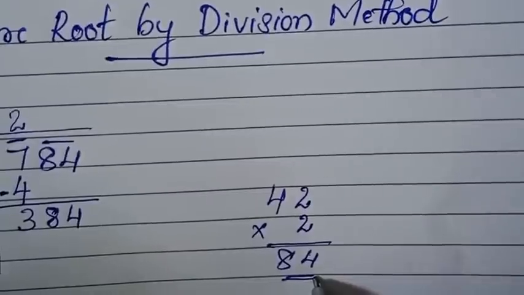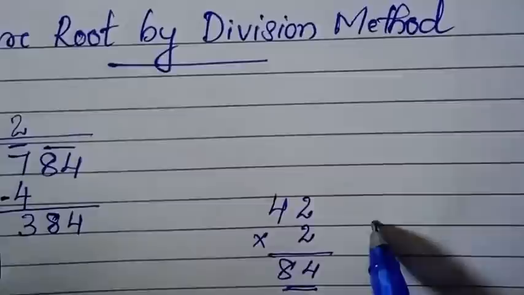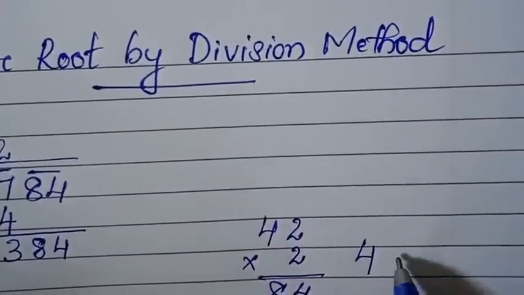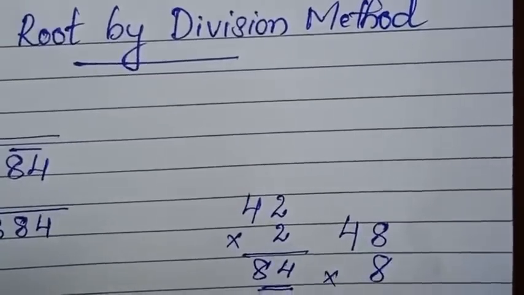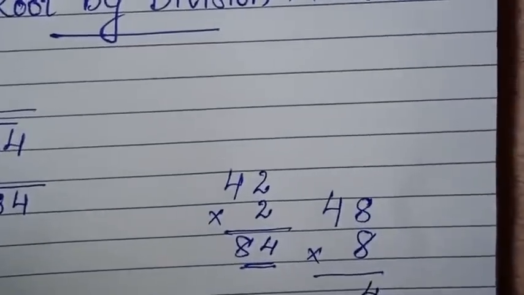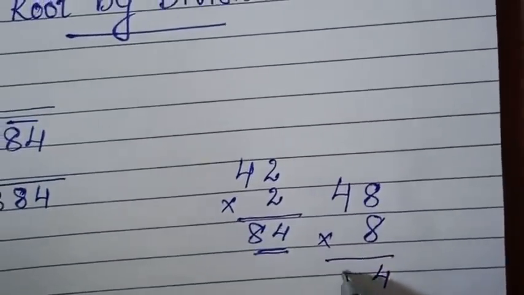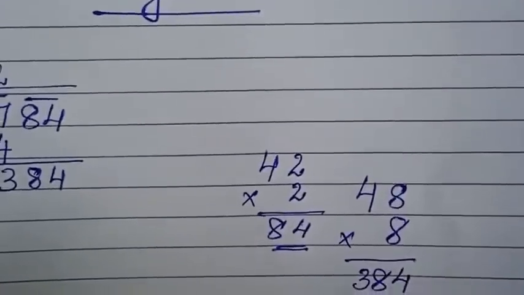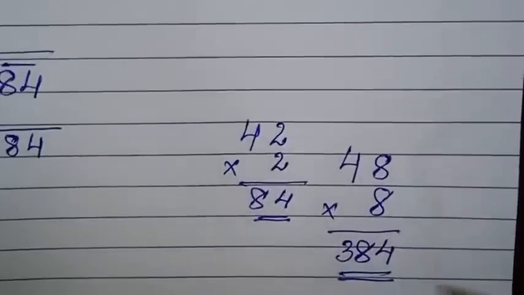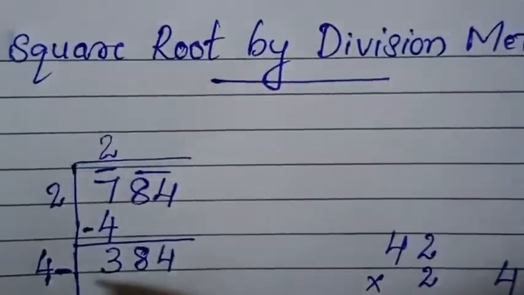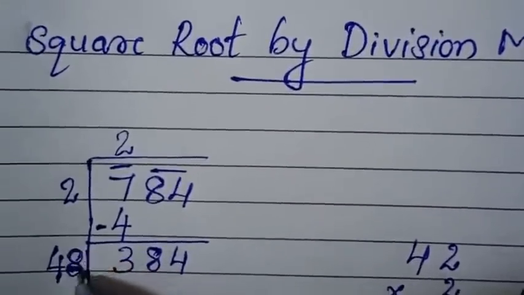So this number is too small. So another guess. Okay, this is 4. Another guess is 8 multiplied by 8. So what will we get? 8 8s are 64, 6 carry over. 8 4s are 32, 32 plus 6 is 38, so 384. So we got the answer. That is 48 into 8. So we got the number over here. The guess number is 8. So this is 8.